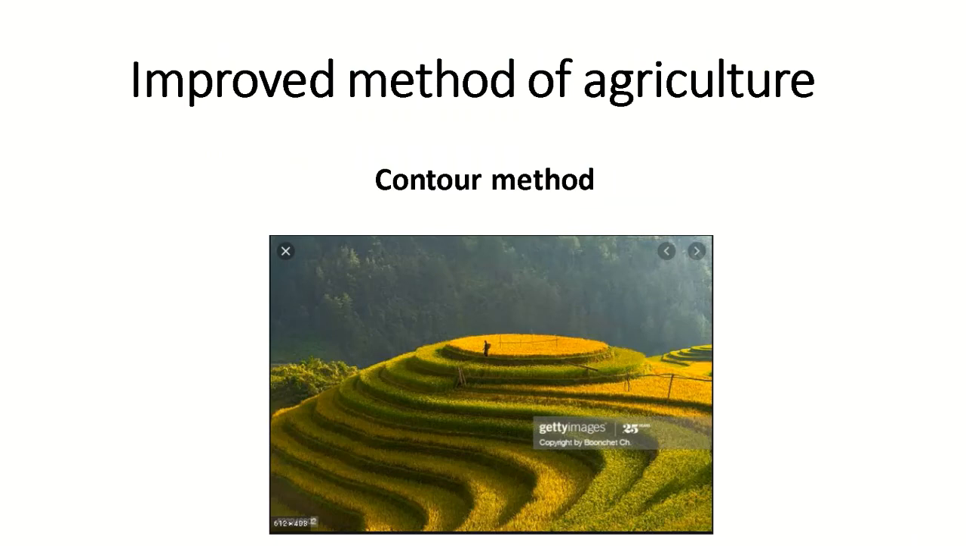So after the discussion of constructing dams and barrages and their advantages as far as soil conservation is concerned, we come to the improved methods of agriculture, which is a major plan of the government to implement. First is the contour method, in which, in this picture, you can see that the crops are planted in circular lines.